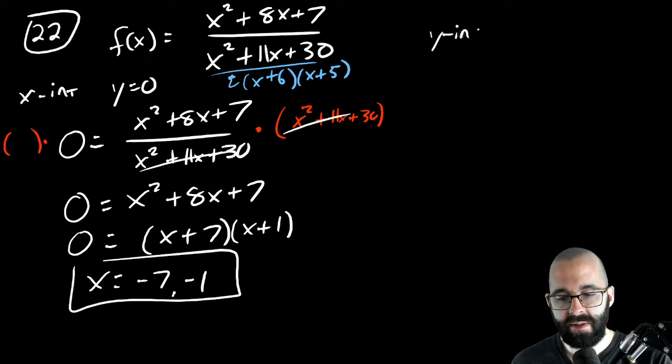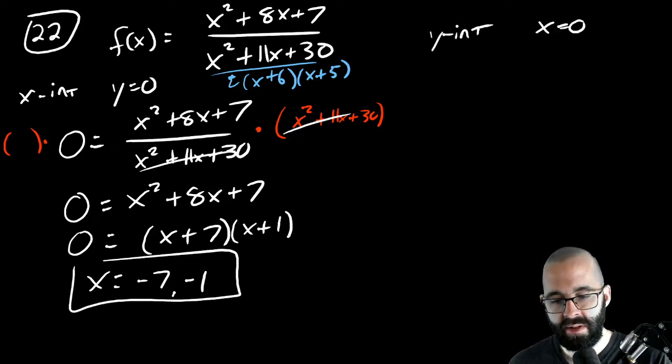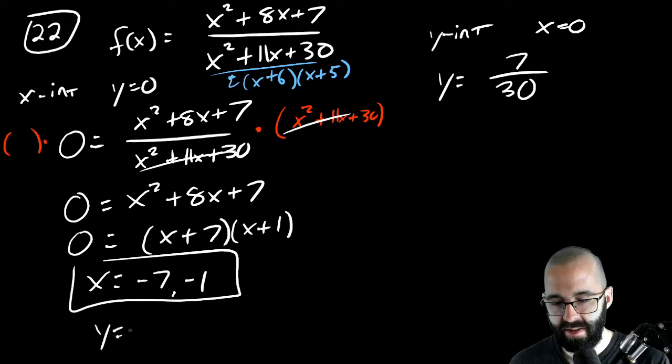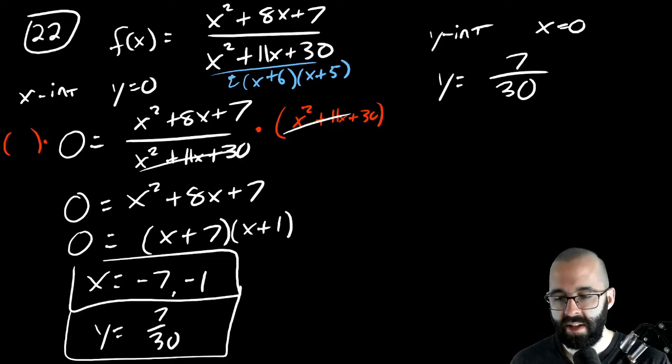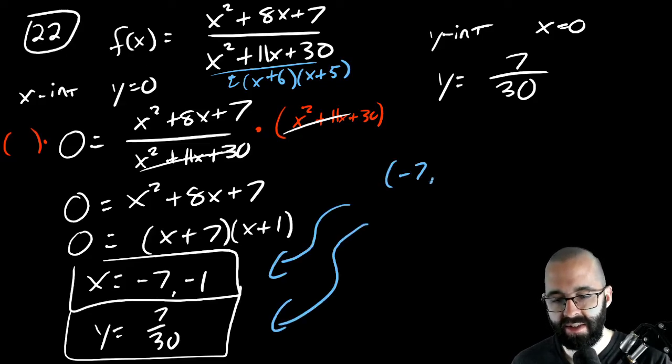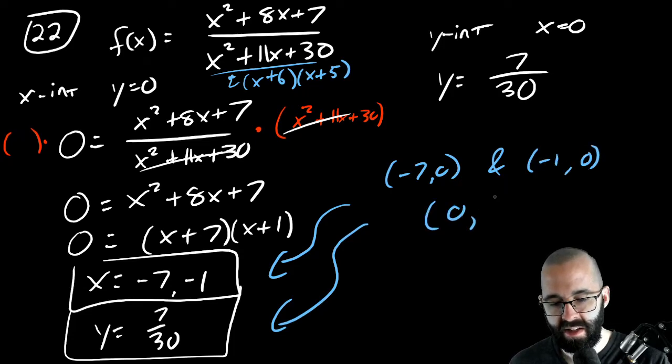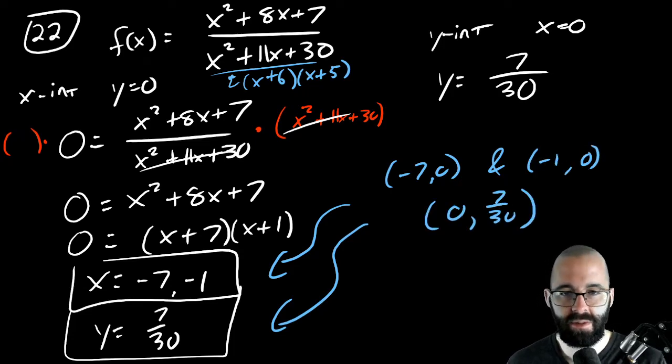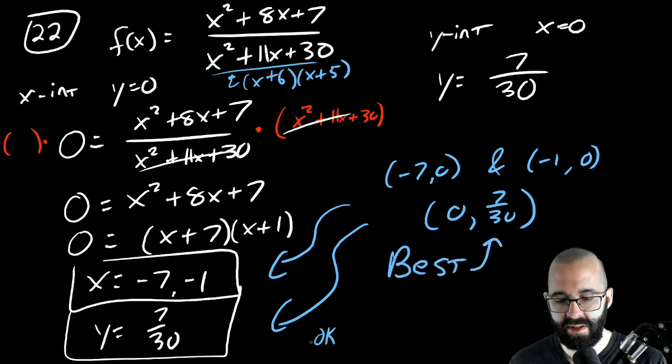And the y-intercept is just when x equals 0. That's going to be 0 plus 0 plus 7 divided by 0 plus 0 plus 30. Oh, that was quick. Y equals 7/30. It's best to express these as points, right? -7, 0, -1, 0, 0 and 7/30. This is best. But this is okay.